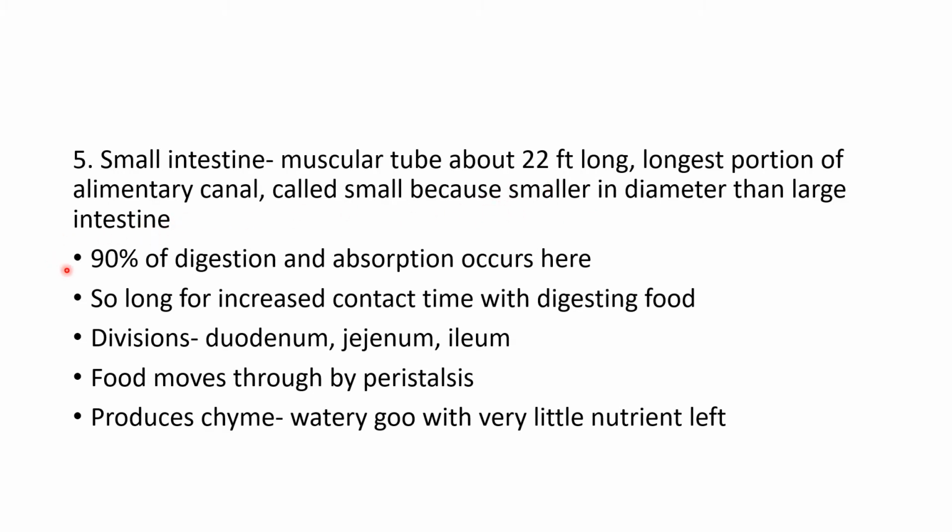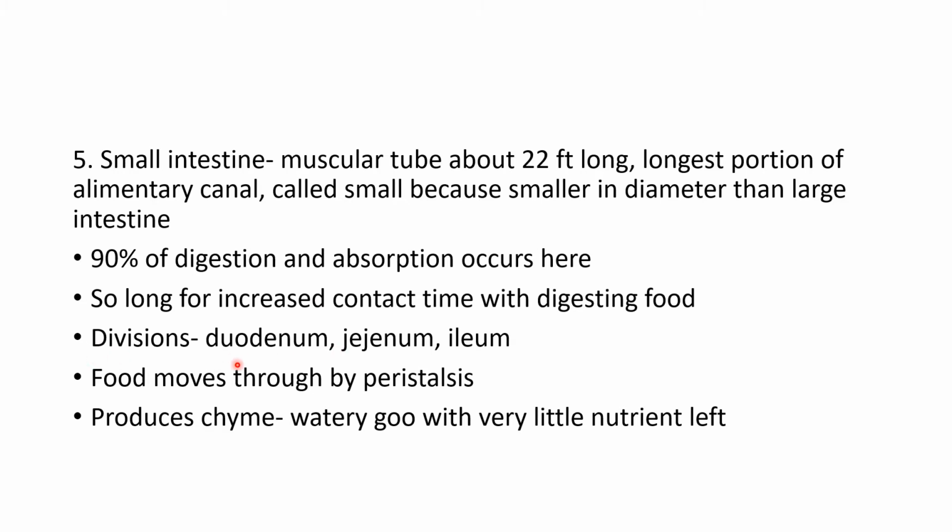The small intestine is very important because 90% of all of the chemical digestion of food occurs in the small intestine, as well as absorption of the nutrients that are digested out of that food. The reason that the small intestine is so long is because it allows for increased contact time with digesting food. The longer the food is inside of the alimentary canal, the more chance the digestive enzymes have to get at it and break it apart so that it can be absorbed by the small intestine.